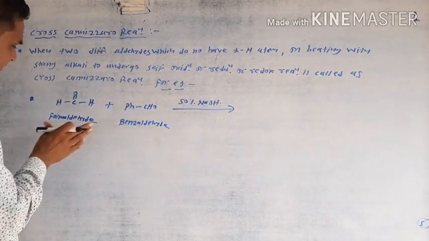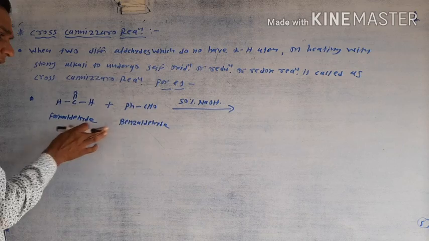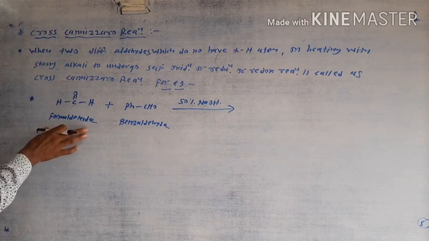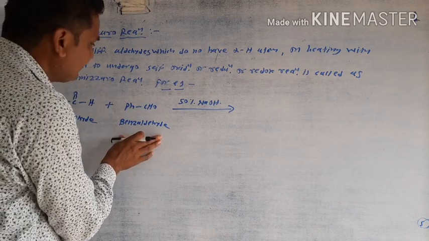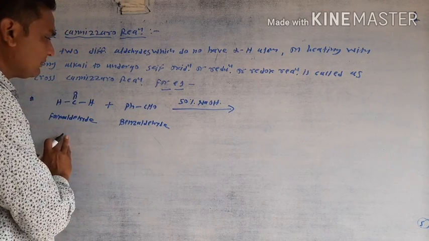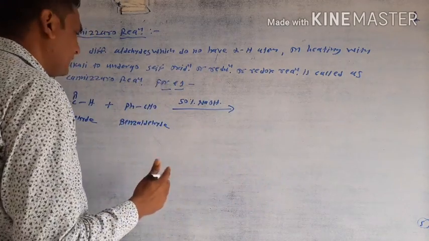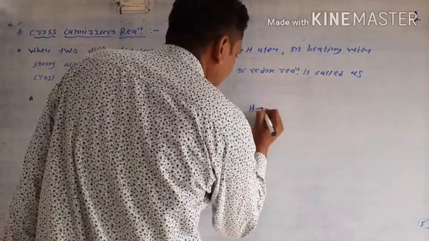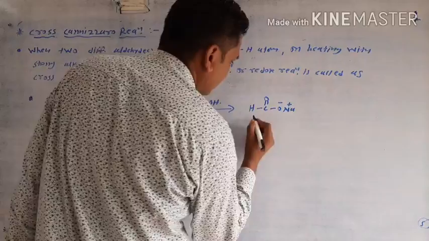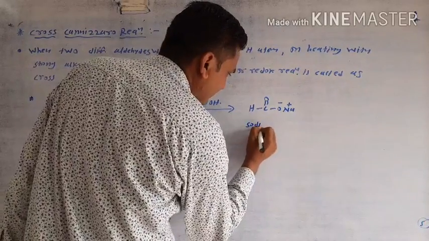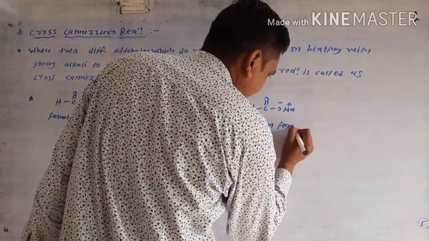reduced. Here, formaldehyde is the smaller molecule as compared to benzaldehyde. This formaldehyde is oxidized and gives the corresponding salt of the acid, and benzaldehyde, being big in size as compared to formaldehyde, is generally reduced and gives the alcoholic product. For example, formaldehyde is oxidized and gives sodium formate.